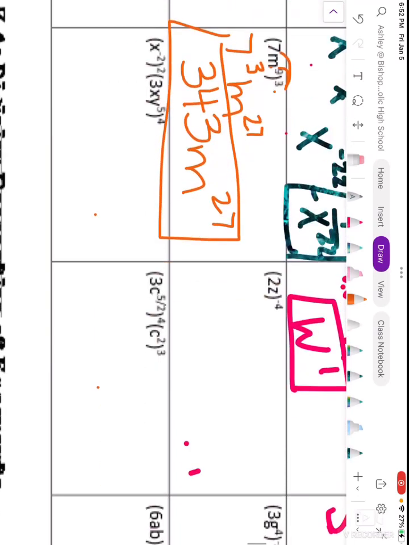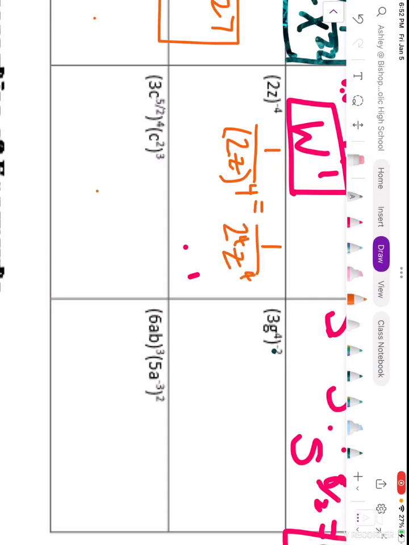On this one, everything gets that -4. We could really just flip it actually to begin with. I feel like that's almost easier. So it's 2z to the 4th. So we don't have that negative. And then everything gets the 4th power. So 2 to the 4th power, z to the 4th power. 2 to the 4th power, 2 times 2 is 4, times 2 is 8, times 2 is 16. So 1 over 16 z to the 4th.